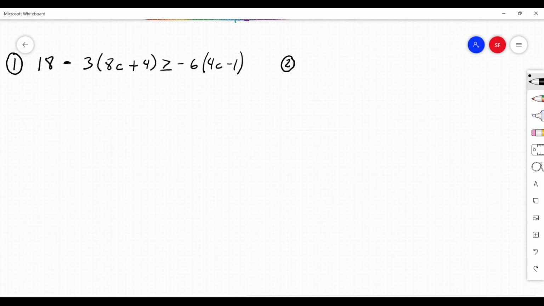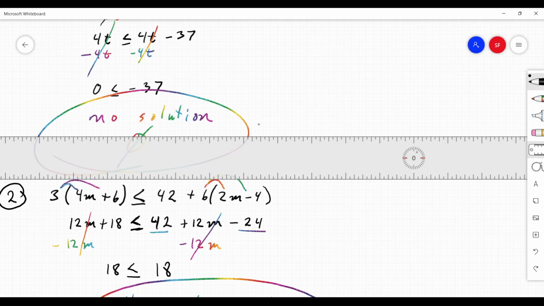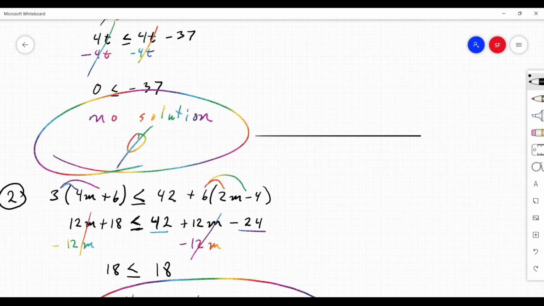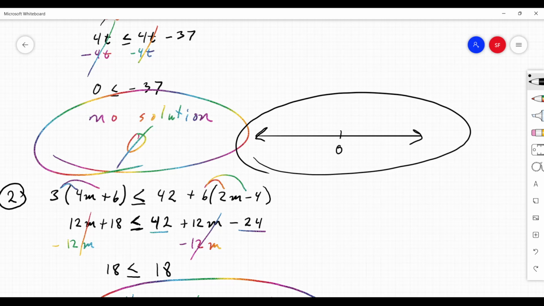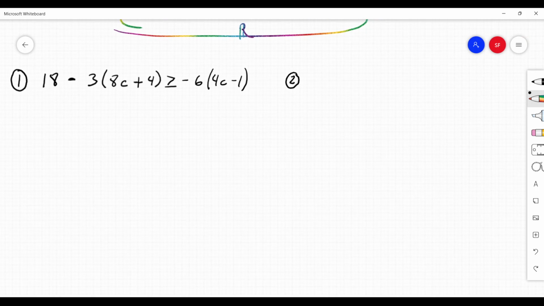Do we have to graph them? Yeah. What if it's no solution? Actually, these do have graphs. What would the graph to this one up here be? 0. Would it just not have a line? No, it's just 0. Positive 0. What would the graph to this one be? Everything. Yeah, they do have graphs.